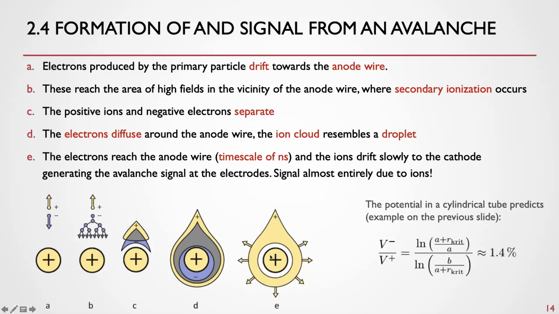Now the electrons are gone, the ions are still in place, but they have been created very close to the anode. So they now traverse the whole detector until they reach the cathode. That means the signal is almost entirely due to the ions. That's just because the electrons are created so close to the anode that they are absorbed almost immediately.